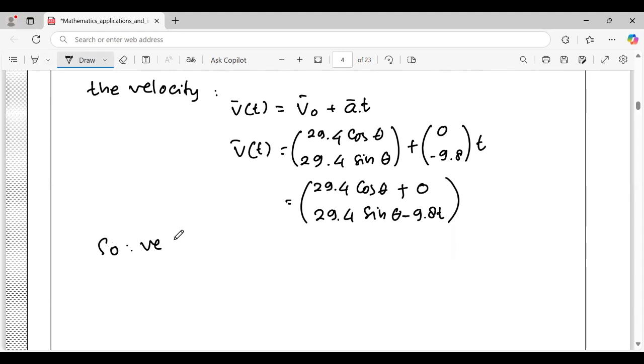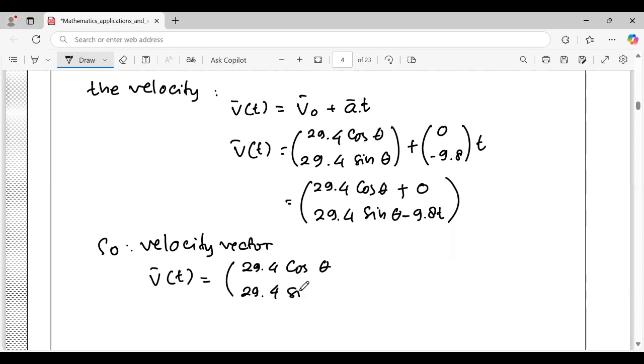So the velocity vector at any time t is Vt equal 29.4 cosine theta, 29.4 sine theta minus 9.8 t.